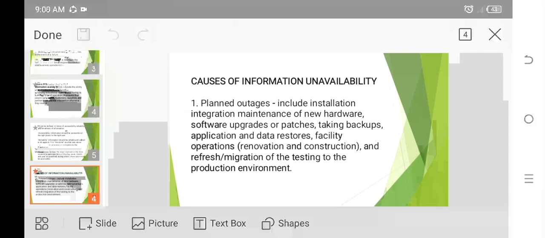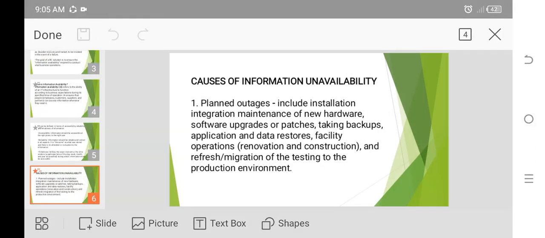So, cost of information unavailability. Planned outages. First is the planned outages. These include installation, integration, and maintenance of new hardware, software upgrades or patches, taking backups, and application and data restores. Facility operations include renovation and construction, and refresh or migration of the testing to the production environment.